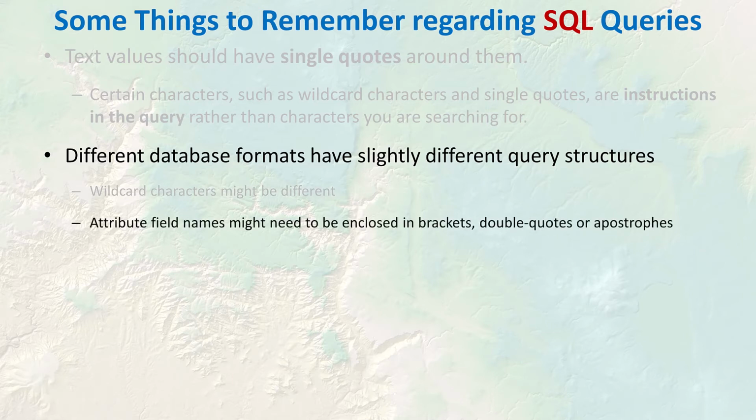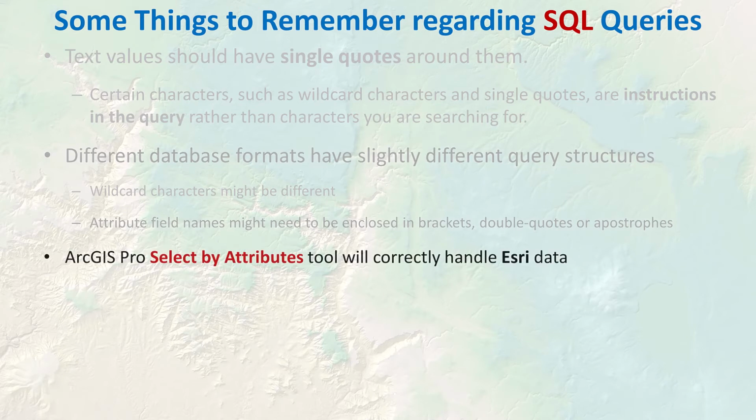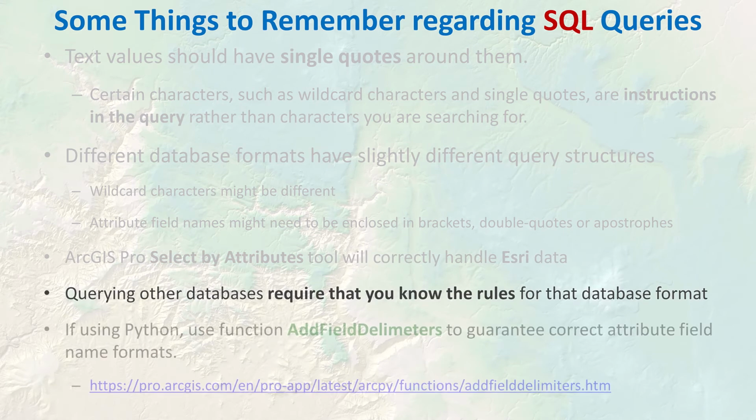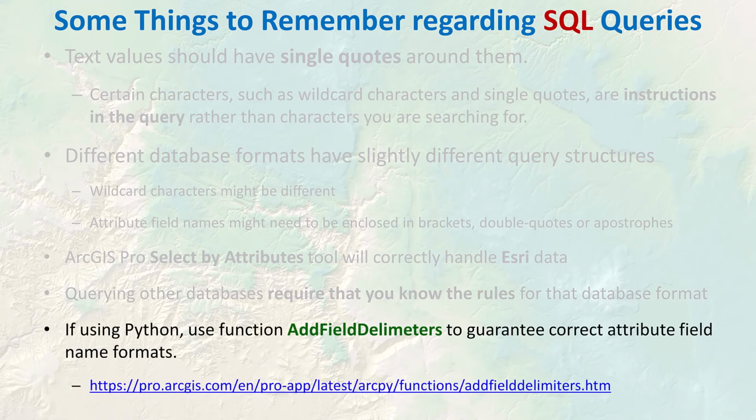Now, attribute field names should sometimes be enclosed in double quotes, sometimes in square brackets, sometimes in this backwards apostrophe, sometimes not enclosed in anything. And that all depends on the rules of the particular database that you're querying against. Now, if your data are stored in an Esri format, such as shapefiles and geodatabases, then the Select by Attributes tool will automatically format the query correctly. Now, if you're connecting to other types of databases, you'll need to know the rules for that database format. Now, a nice feature if you're using Python is this Add Field Delimiters function. This will check the database for you and make sure your field names are formatted correctly.